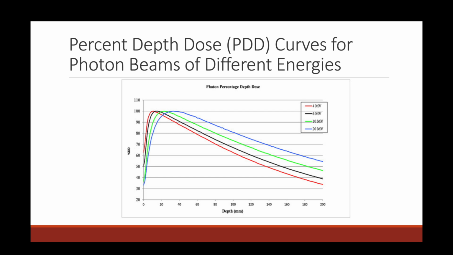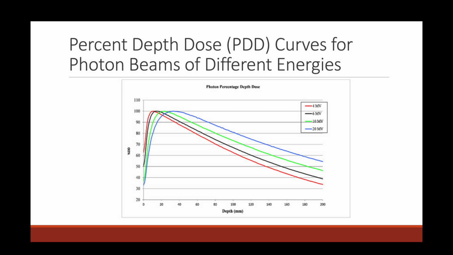If you look at the very early part of this graph, on the x-axis we're looking at 0 millimeters depth. 0 millimeters depth is the surface dose on the patient. And if you look at these curves, the 4 MV curve is the topmost point. So the surface dose is actually higher for the lower photon energies. And so it makes sense then that higher photon energies would have less of a surface dose.